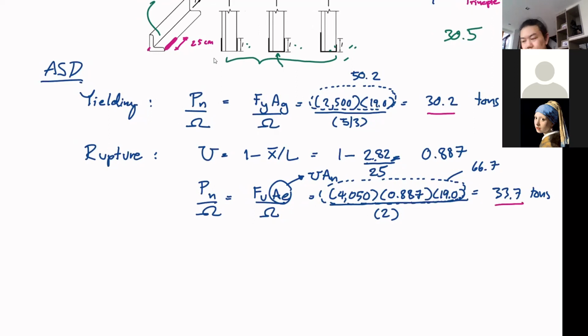So meaning, if we forget about the hullabaloo and everything, it means that now your design strength P nominal over factor of safety is going to be equal to 30.2 tons. All right. So that means the design capacity of this angle, because this number is less. So we use the lesser number. Okay.